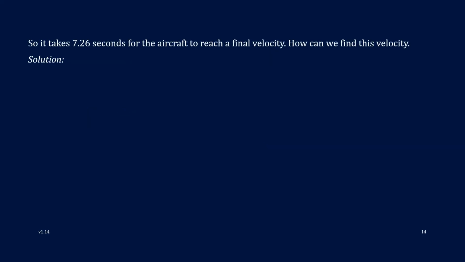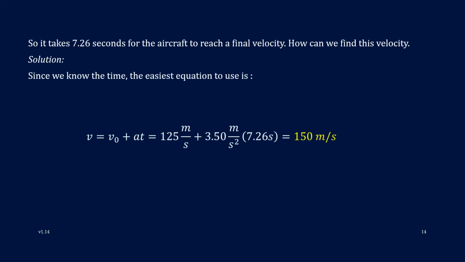So it takes 7.26 seconds for the aircraft to reach the final velocity. How can we find this velocity? We're not given it, we need to find it. So since we know the time, the easiest equation to use is this one right here, and this is going to be solving for the final velocity. Plug in what we know, and we get a final velocity of 150 meters per second.